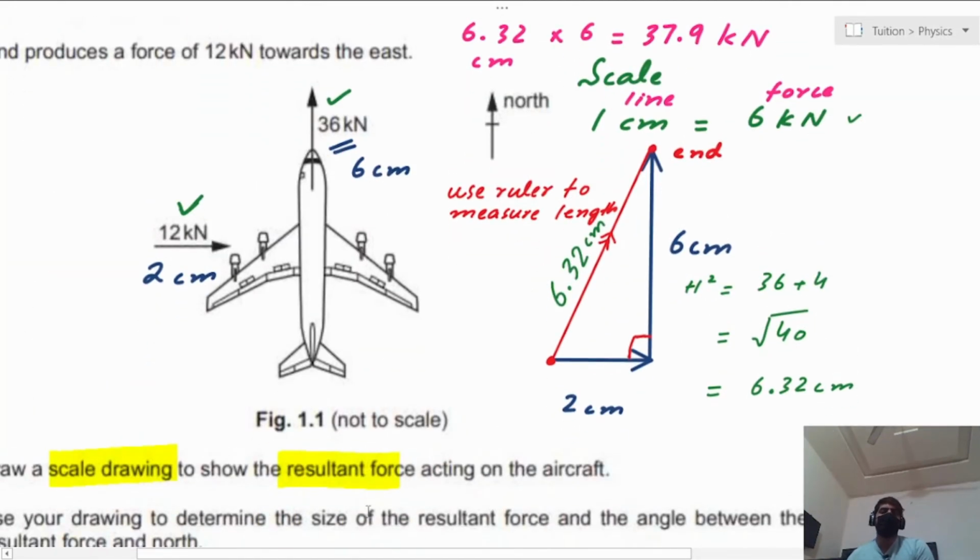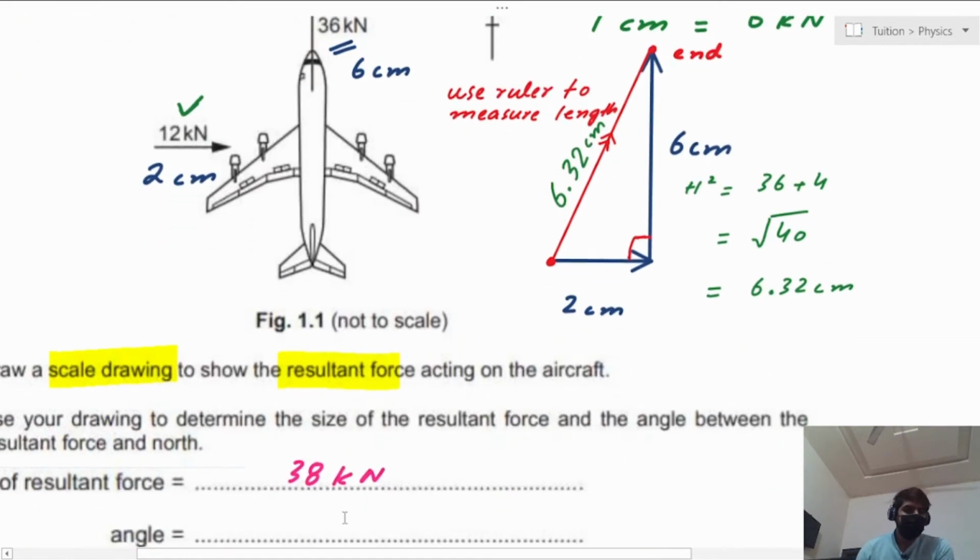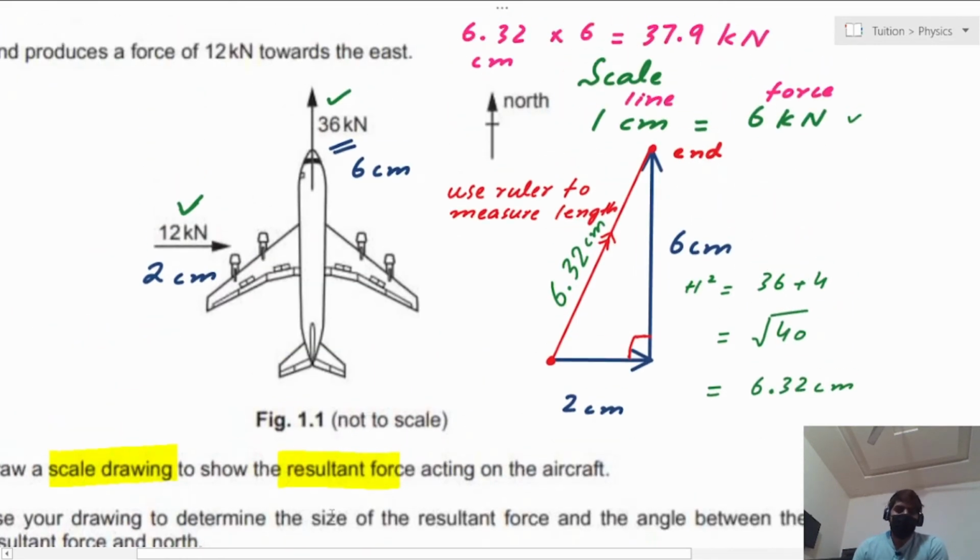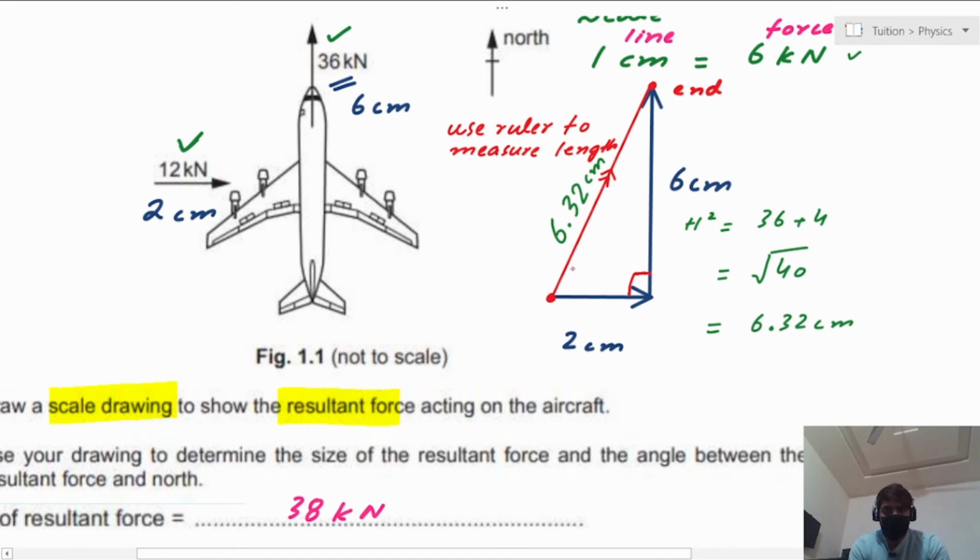Alright, 38 kilonewton. This is the drawing scale method. Now you need to find the direction angle as well. You need to find the angle of this resultant force with the horizontal. So what you can do is simply place your protractor here like this, and you'll be finding the value of the angle from there.